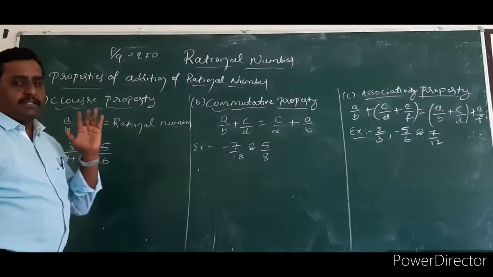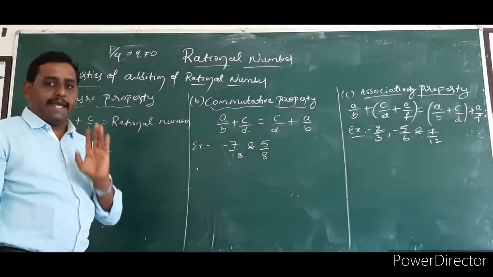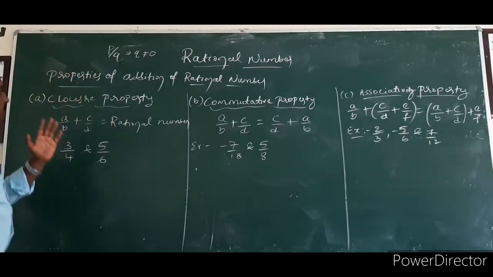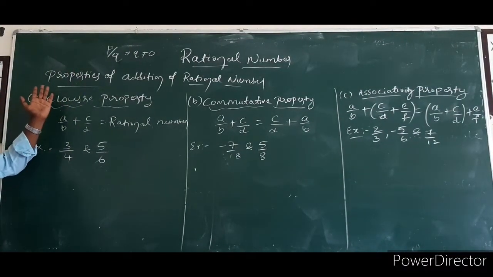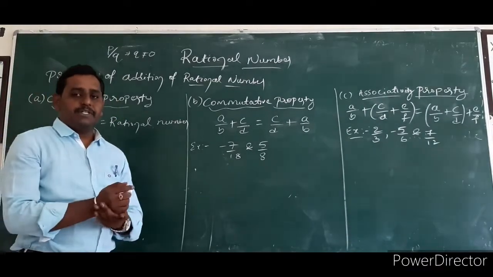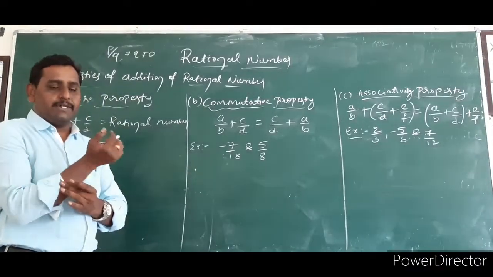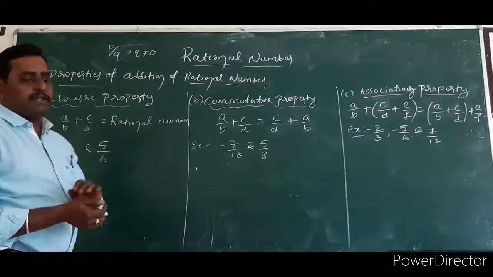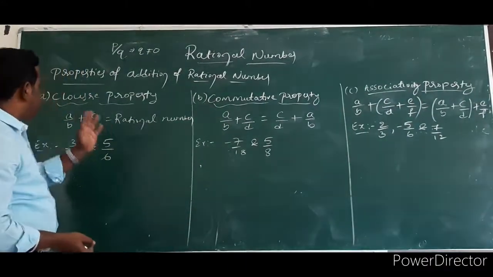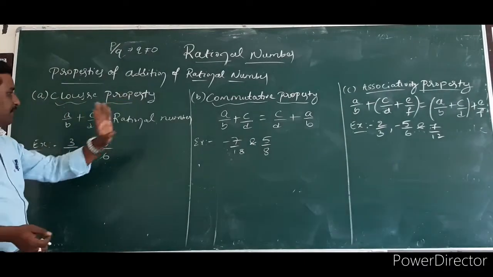In this class, for the 8th standard, first chapter, rational numbers, we have to learn the properties of addition of rational numbers. Here, different properties are there, and we want to show each property. The first property is the closure property.